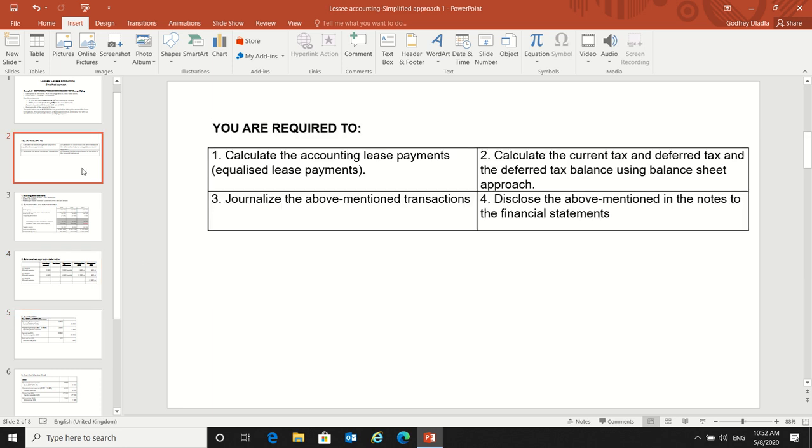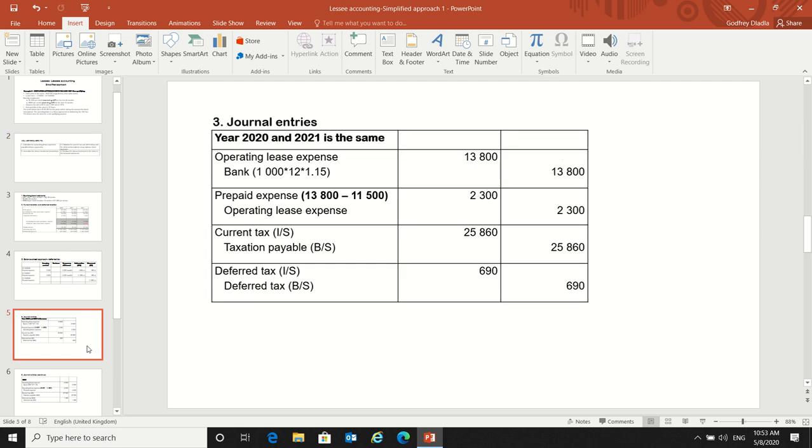Okay, right, then we go to your journal entries as required here as number 3. Now, like I said before, year 2020 and 2021 is the same, so the journal entries will look the same. Right, now let's then interrogate this part here. You're going to pay your payment, because you'll pay 1,000 rand times 12 times 1.15, meaning including the VAT in it. That is your payment, the debit, the operating lease expense that you are paying.